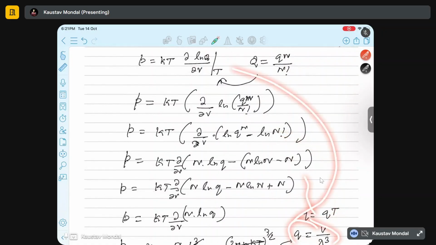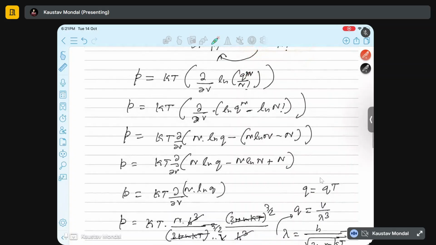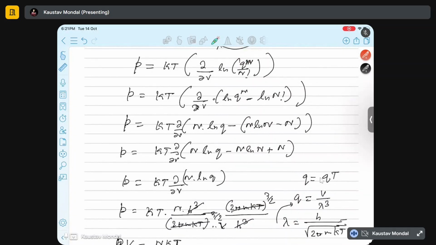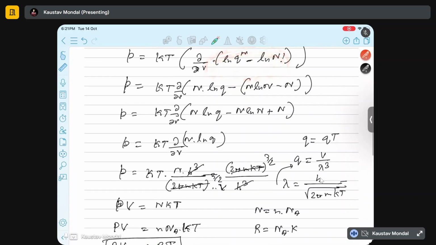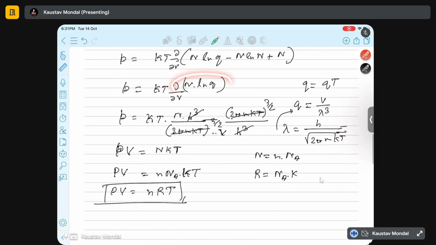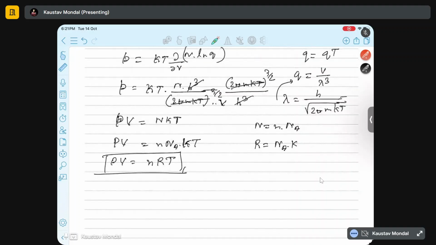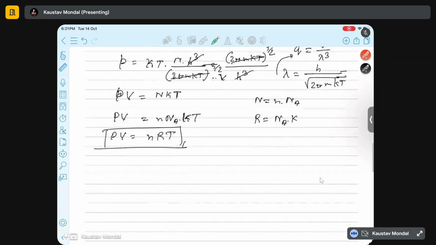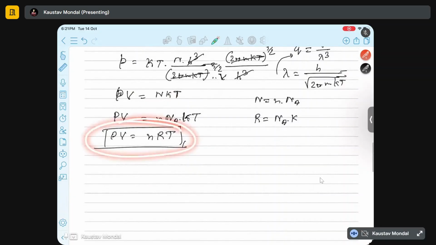So we substitute the whole expression into Q. As we know, Q for indistinguishable particles is related to the molecular partition function small q using this relation. After substituting, we take the log, then do the derivative. The only terms that survive are these. After doing the derivative, we get PV equal to NkT. From there, R equal to Na into k, which gives the final relation, PV equal to nRT, right?